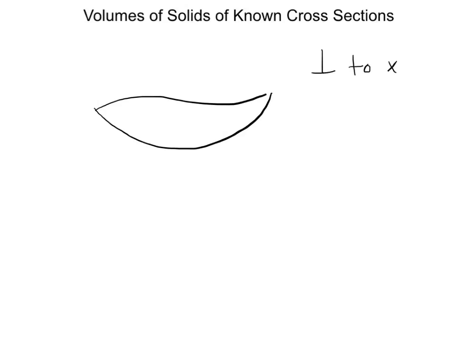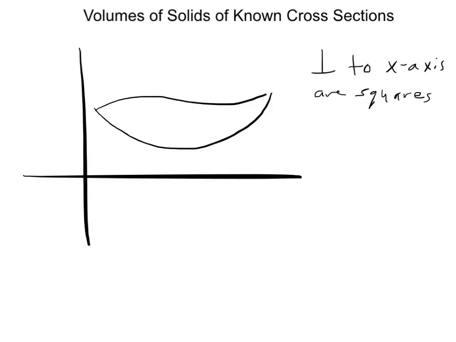So let's say, for the sake of argument, that I have a region that looks like this. So that's the region I'm working with. And let's say they tell me that the cross-sections perpendicular to the x-axis are squares. So presumably this is y-axis, this is x-axis. So my cross-sections perpendicular to the x-axis are squares. So this shape, when I cut it this way, is supposed to give me squares.